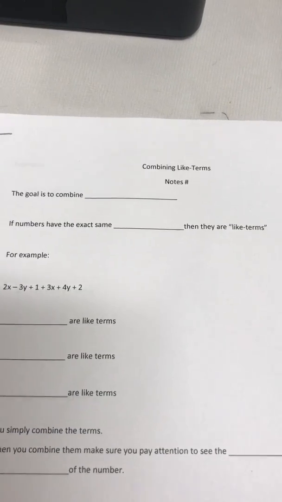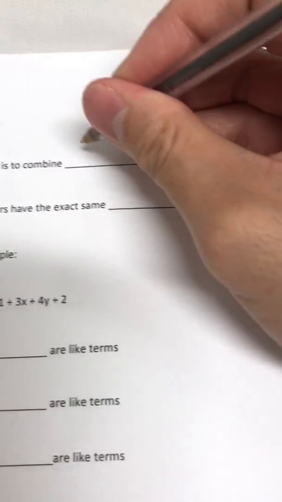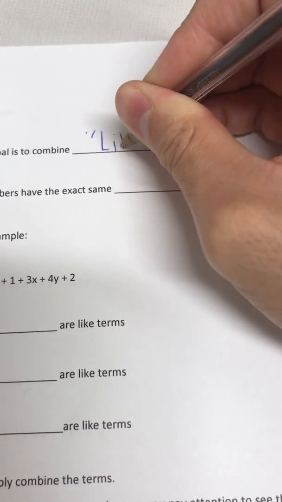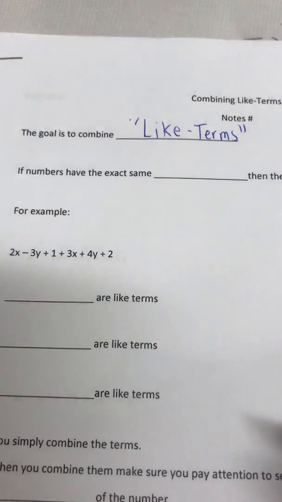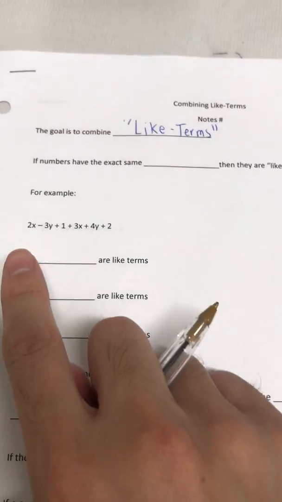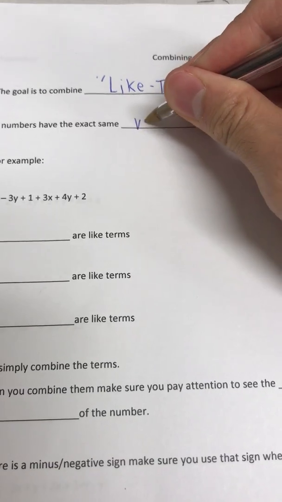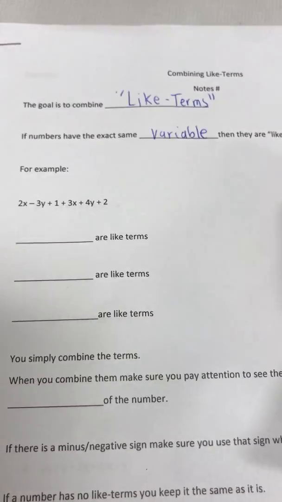Today we're going to learn how to combine like terms. So the goal is to combine what people call like terms. Like terms, if numbers have the exact same variable, then they are like terms.